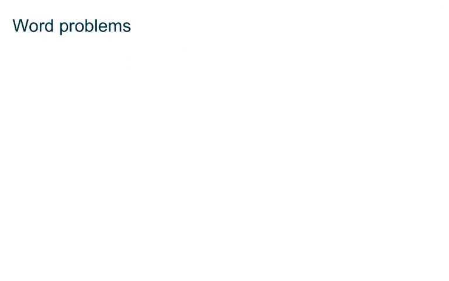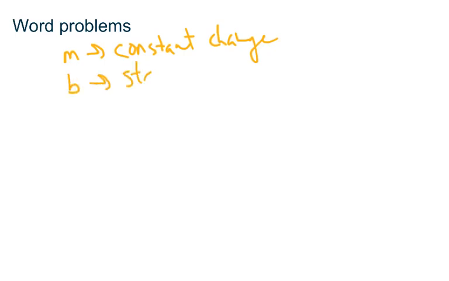Now, let's talk about word problems. For word problems, again, we have to look for a variety of things. It's sort of a combination of a bunch of different things. So we're going to want to look for m, but that's going to be in the form of something that has constant change. We might want to look for b, which is a starting point.